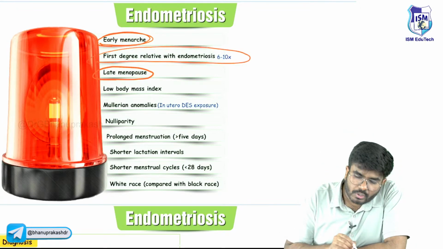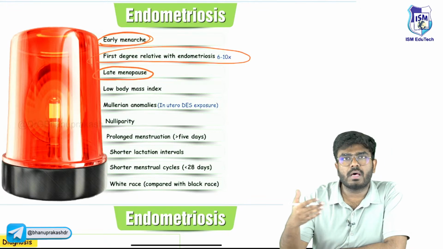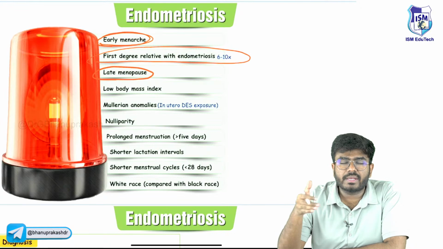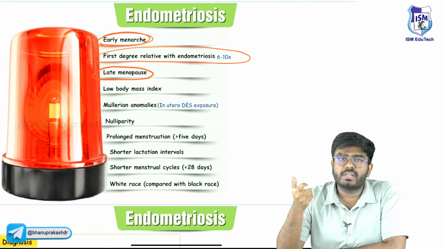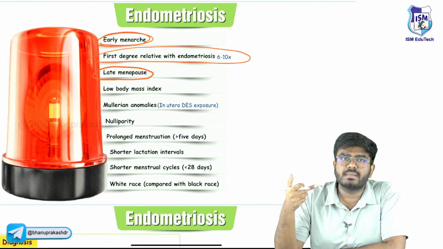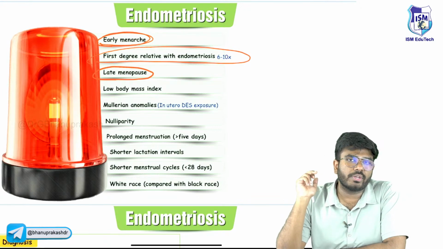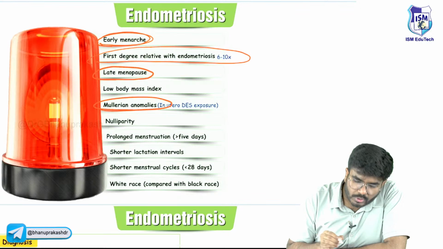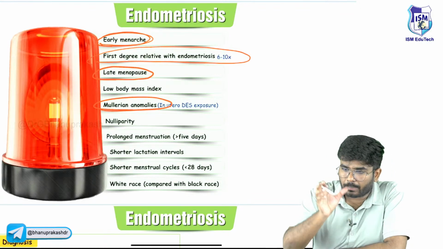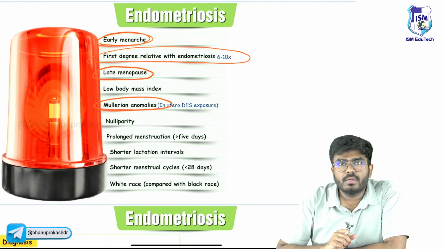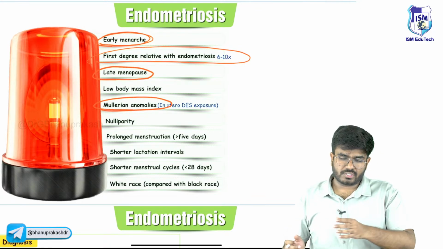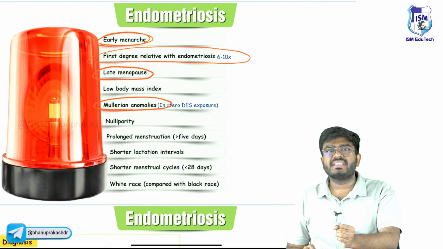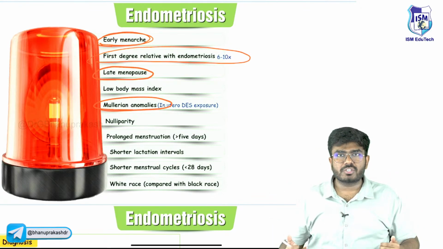First degree relative with endometriosis: true. If the mother or sister, anyone in the direct bloodline, has endometriosis, there is a likely chance that this female is also going to have endometriosis. Another important point is Mullerian anomalies, where the reproductive tract is not properly formed. For example, if there is cervical stenosis, if the tract is narrow, there is a chance of retrograde menstruation.